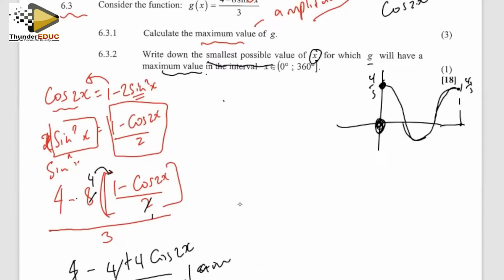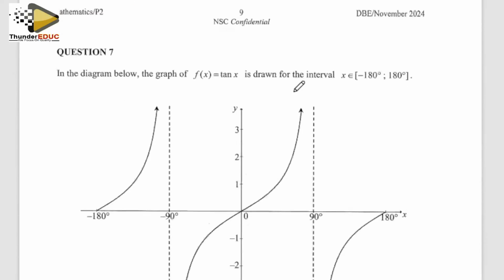So at this point, x is 0. This should be maybe 90. This should be probably 180. And so we need the smallest. So x is going to be 0 degrees. All right, so that is question number 6.